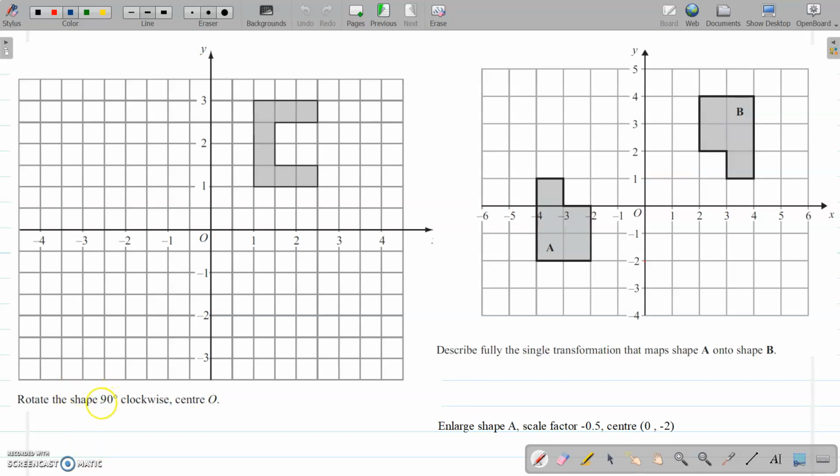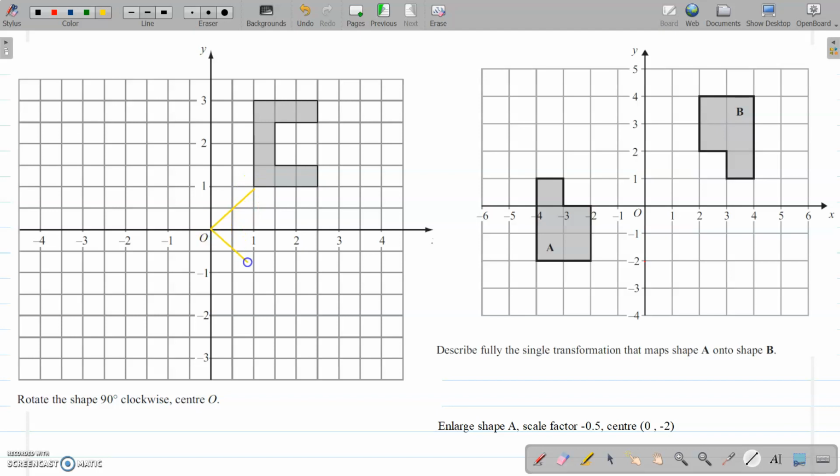This is a rotation 90 degrees clockwise, center naught. Quite a lot of information needed for a rotation. It's an angle, a direction, and a center of rotation. Now, just to help you understand this, you may have a piece of tracing paper with you in the exam to help you, but I'm just going to put a couple of lines on here and explain what they mean in a moment. That line is going from the center of rotation to one of the points on the shape.